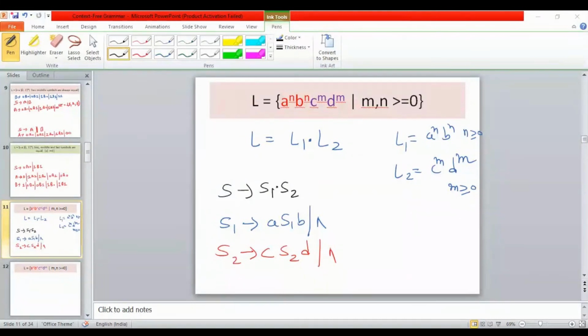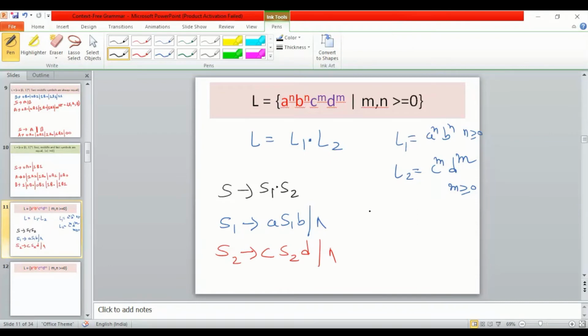Okay, so do you have any query in this example? This was the last discussion that we have, L1 and L2, two languages, and here we have a concatenation of these two languages. So from S, we are generating a rule S1 S2. So it is showing the concatenation of two different languages, L1 and L2.